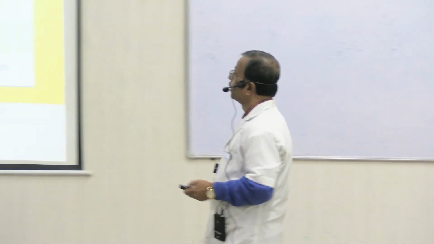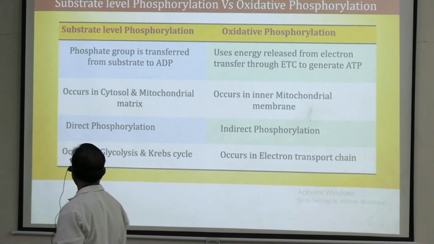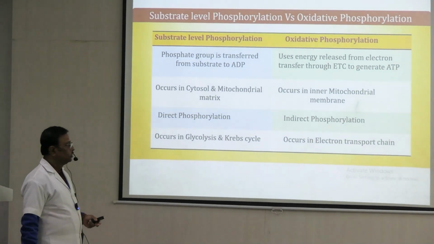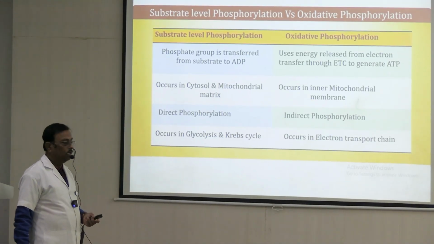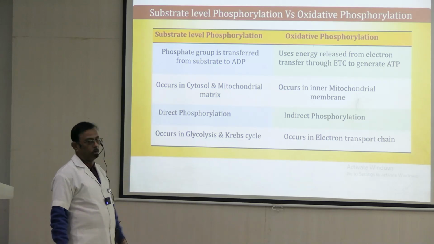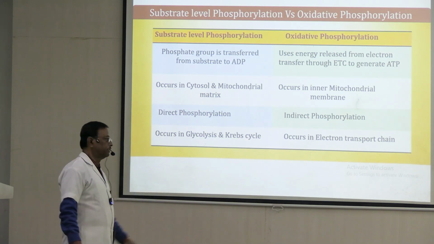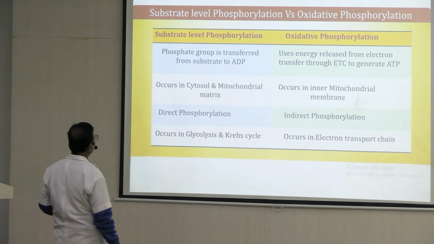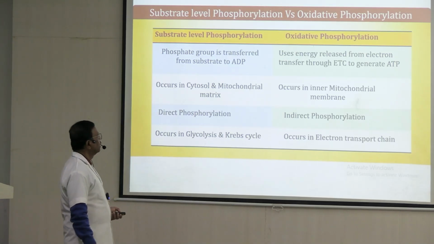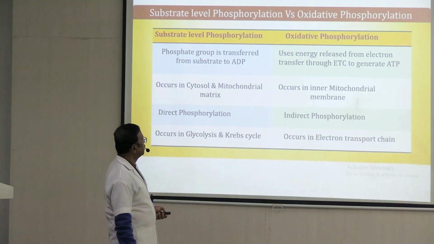Now, let's see the difference. This oxidative phosphorylation and substrate level phosphorylation, both are very important. It may be asked as a short note. So, if there is a short note on substrate level phosphorylation, you can write these points. In oxidative phosphorylation, you can write these points, and you can elaborate something from the next slides. So, in substrate level phosphorylation, the phosphate group is transferred from substrate to the ADP. Whereas in case of oxidative phosphorylation, it uses energy released from the electron transfer through ETC, electron transport chain, to generate ATP.